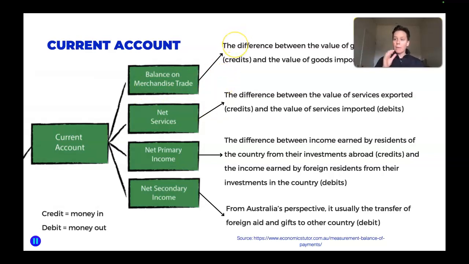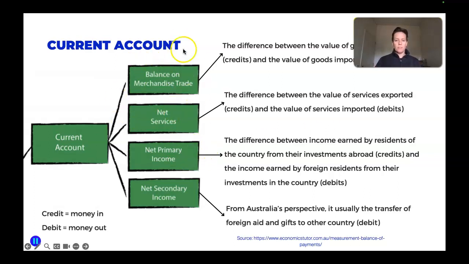Okay, so how many goods did Australia export overseas versus how many goods did Australia import, and what is the relative difference in value of those two sets of the equation? It's the same thinking for net services, except we're dealing with services, okay? So the difference between the value of services exported, so export credits, and the value of services that are imported, so import debits. So like I said before, same thinking, but different product. In this turn, we're talking about net services, okay?